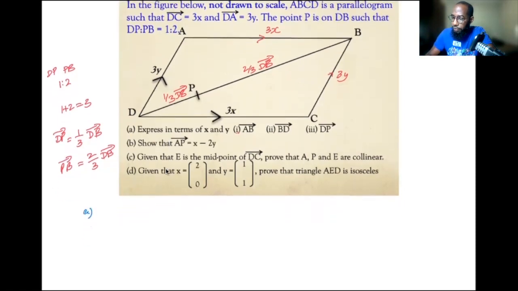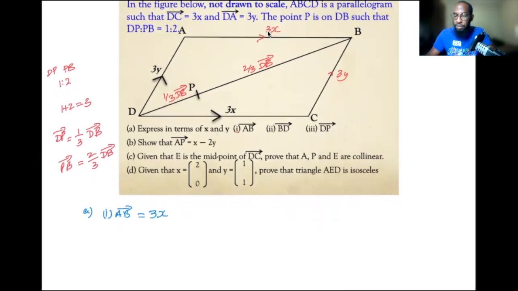we have part 1, AB, and we have to use the diagram. That's why we labeled our diagram first. AB is equal to 3x. That's the answer. AB is 3x. This is part 1.